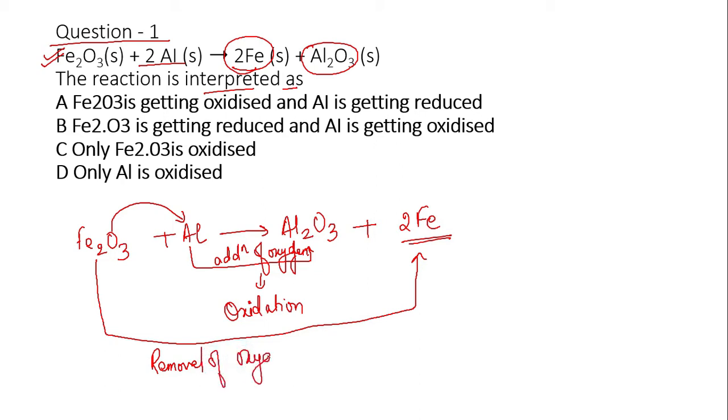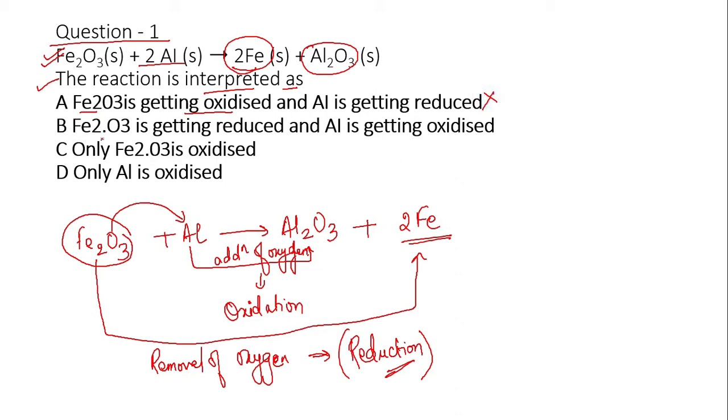You'll find here that such questions come in the foundation or MCQs part. So whatever you have studied in theory, you will have to implement it over here. Now the removal of oxygen is termed a reduction reaction, correct? So what they have said is that the reaction is interpreted as, first option, Fe2O3 is getting oxidized. That is already wrong because we have seen that oxygen has been removed from Fe2O3 and therefore reduction has taken place here. So this is the incorrect option.